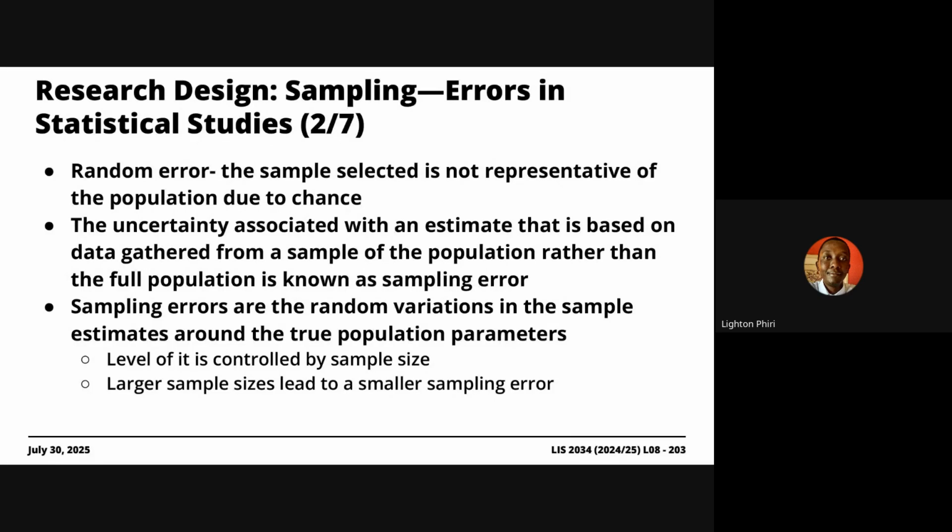And we see also that the uncertainty associated with an estimate that is based on data gathered from a sample of the population rather than through a census is what we are calling a sampling error. So there are random errors, and then there are also sampling errors. The uncertainty associated with an estimate based on data gathered from a sample. And it turns out that these sampling errors are typically random variations that exist in the sample estimates around the true population parameters.